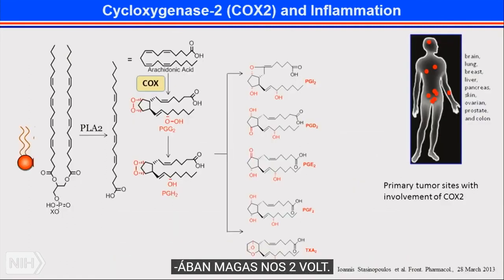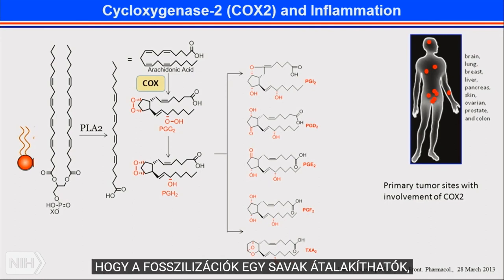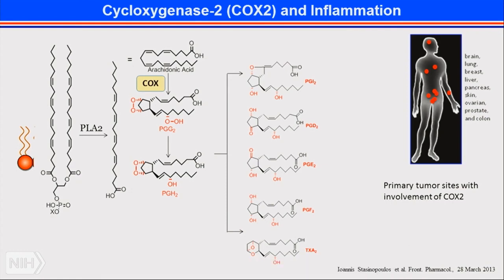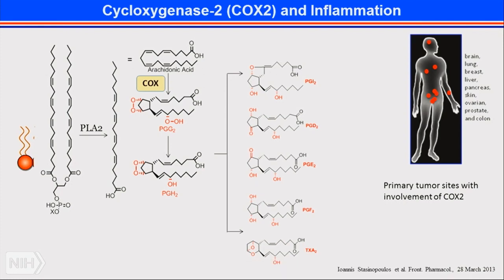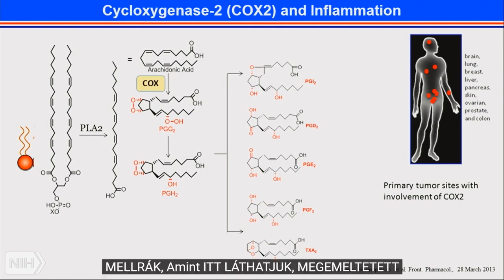The other enzyme which plays a key role in inflammation is COX-2. This is the mechanism of action of COX-2. Phospholipids can be converted by phospholipase A2 to arachidonic acid, which is the substrate for the COX enzyme, which can lead to formation of different prostaglandins. COX-2 has been found to be correlated to different types of cancer, which are listed here. And breast cancer, as you can see here, shows correlation with increased COX-2 levels.